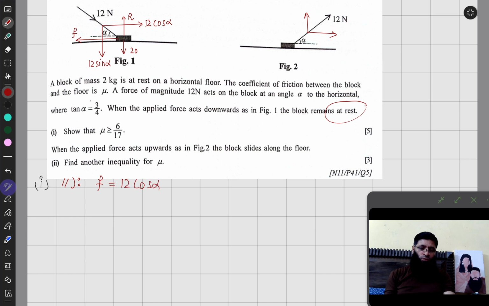Similarly, if you see the perpendicular forces, you have three forces. One force is upward, which is R, and you have two downward forces, 12 sin alpha and 20. So in the state of equilibrium, all the upward forces will be equal to all downward forces. So you will have these two equations, R equals 20 plus 12 sin alpha.